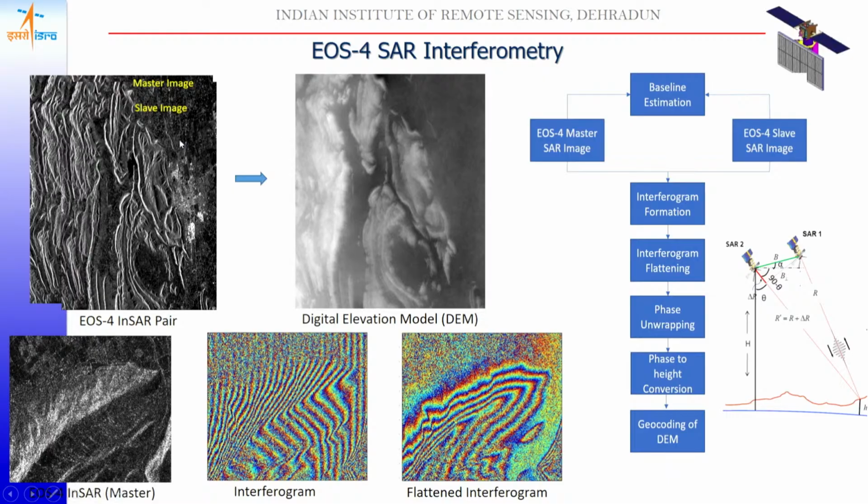You can see this is all mountain area, and this is the digital elevation model we have derived from the SAR interferometry technique. These are some of the interferogram patterns we have done. All this methodology we have developed here in ISRO. You can see the interferogram formation, flattening, phase unwrapping, phase to height conversion and geocoding, all of which we have generated for RISAT-1 interferometry. So that's all in this lecture.